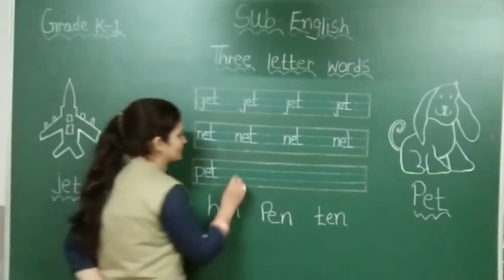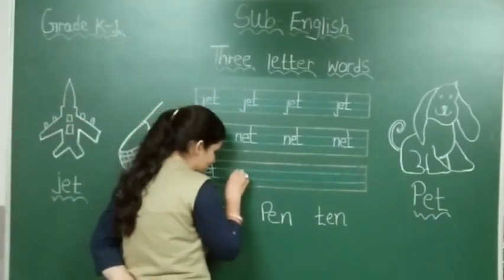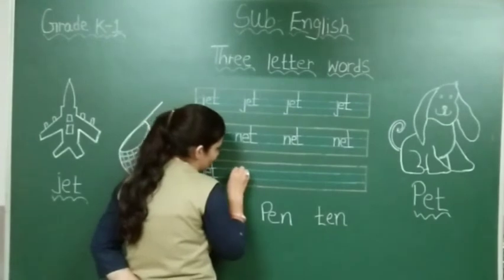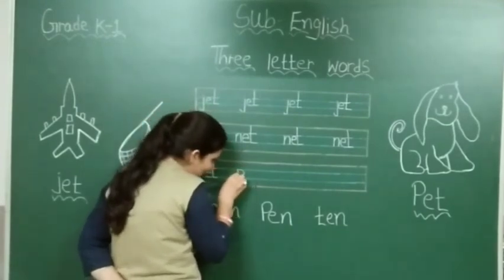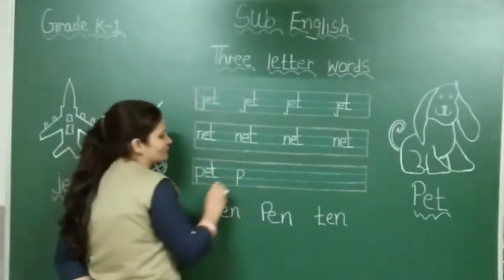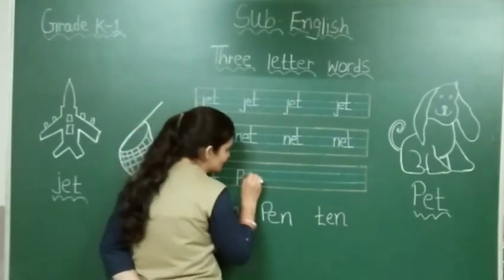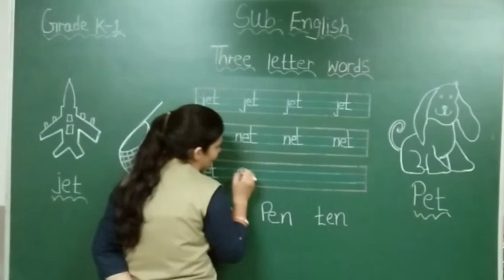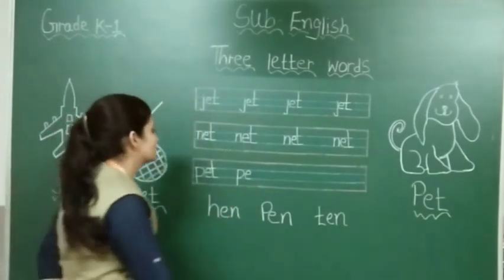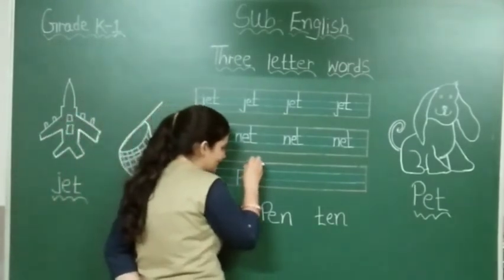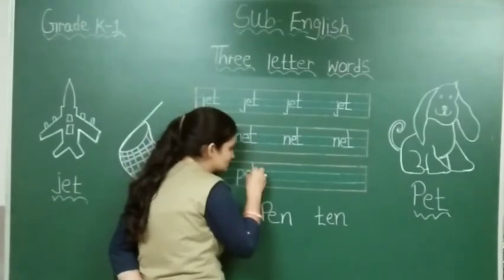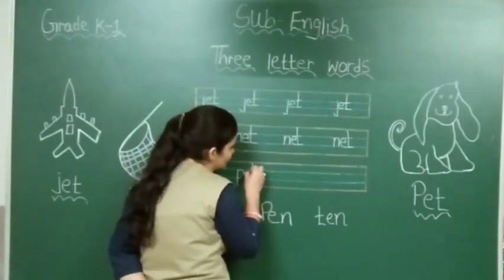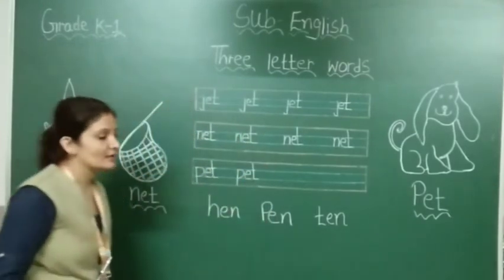P-e-t, pet. Again, first we have to write small letter P. In phonics, P says P. Then we write small letter E. In phonics, E says E. And then we make small letter T. In phonics, T says T.